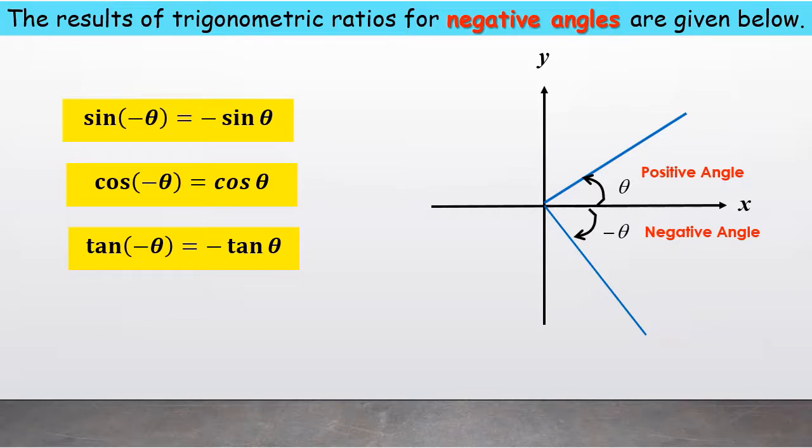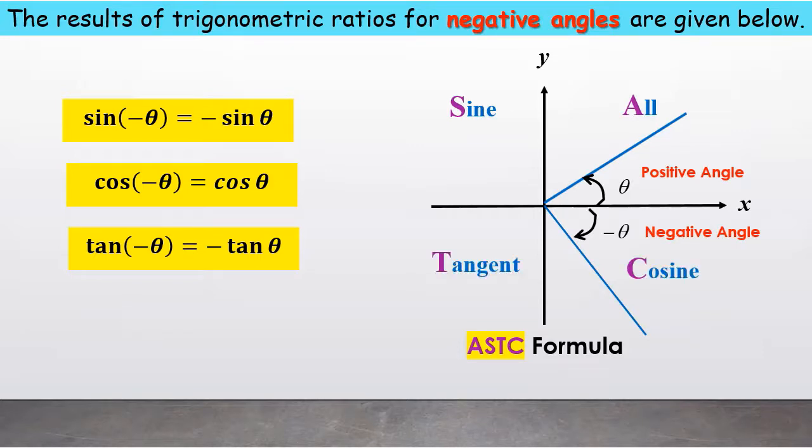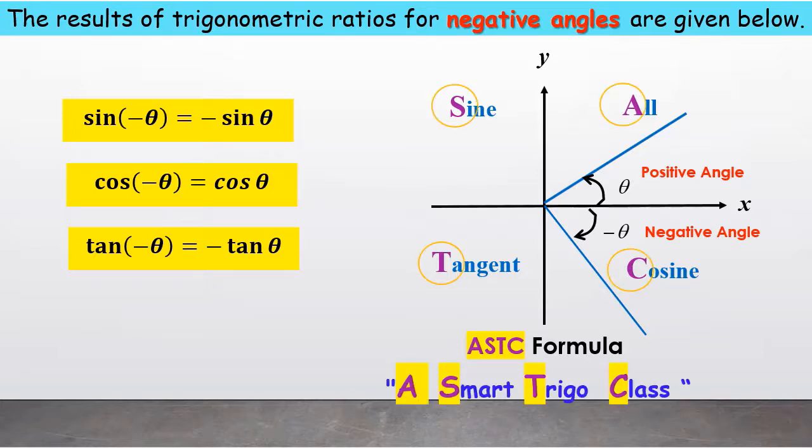To know that, first, we have to understand the ASTC formula. A stands for all trigonometric functions are positive in the first quadrant. S means sine is positive in the second quadrant. T, tangent is positive in the third quadrant. C, cosine is positive in the fourth quadrant. The ASTC formula can be remembered easily using the phrase "All Smart Trigo Classes."